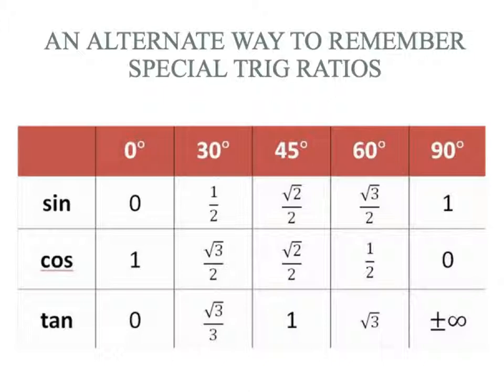ratios. You can start with 3, 2, 1, and then take the square root of each of those, and then divide by 2. The square root of 1 is just 1, and that's why you end up with 1/2 here. Okay, so that's kind of a shortcut way of remembering the trig ratios, but you do need to understand that they come from the triangles. Okay.